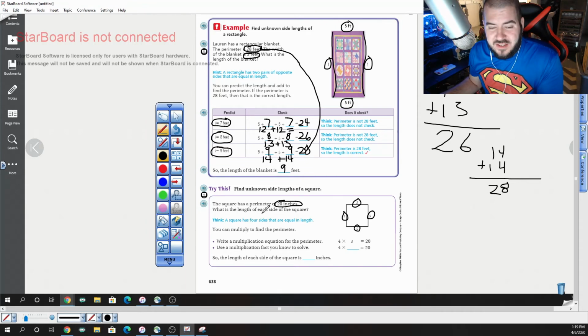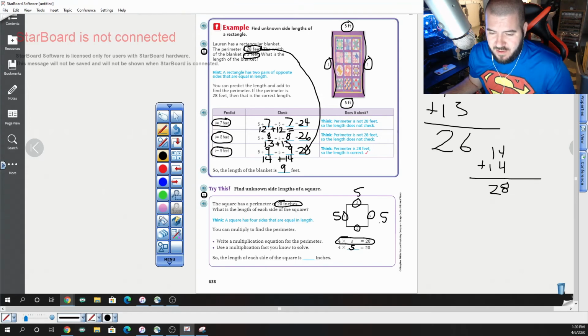So all we're going to think is, well, we can multiply to find that perimeter. 4 times S equals 20. 4 sides times whatever the sides are equals 20. So what times 4 gives us 20? That's all we want to think of, okay? This is a simple fact that we should all know. We've been learning. And that's going to be 4 times 5. If each of these sides is 5, those would add up to 20. We can show that by multiplying. 4 times 5 equals 20. So each length is 5 inches.